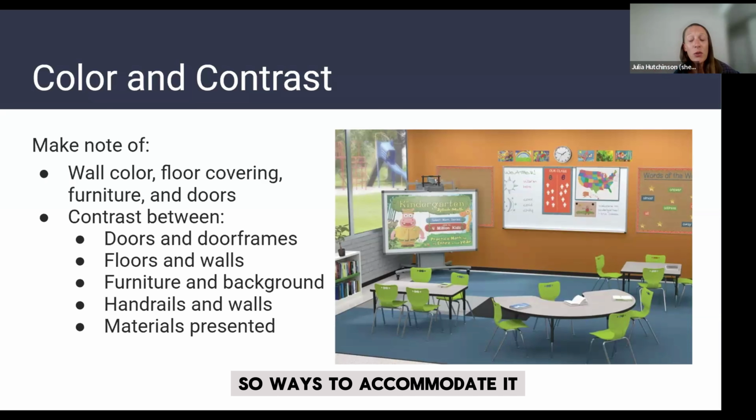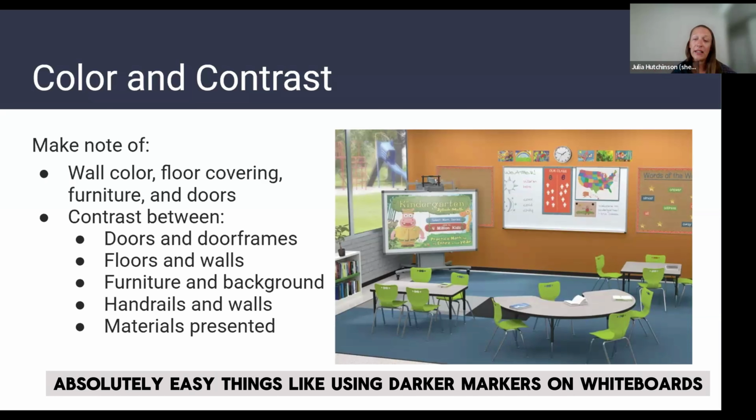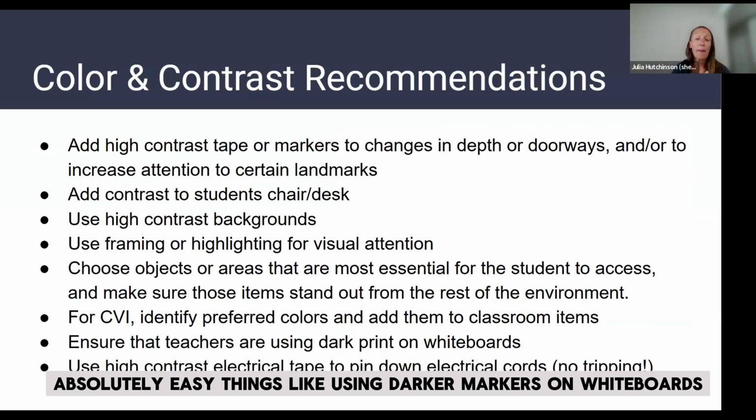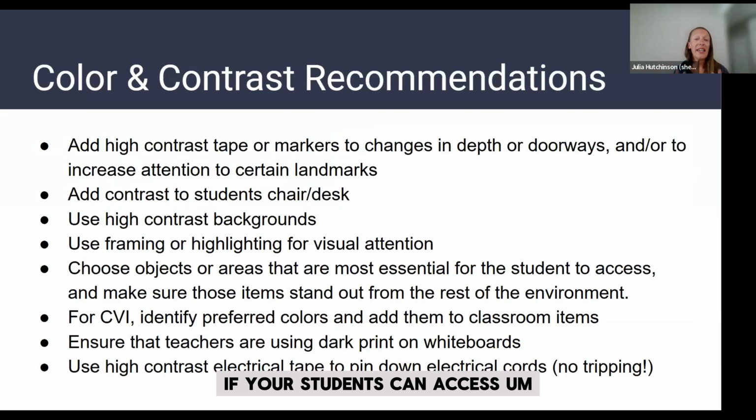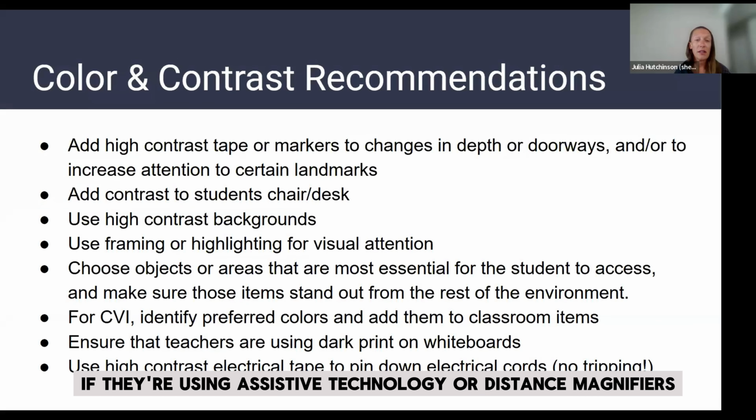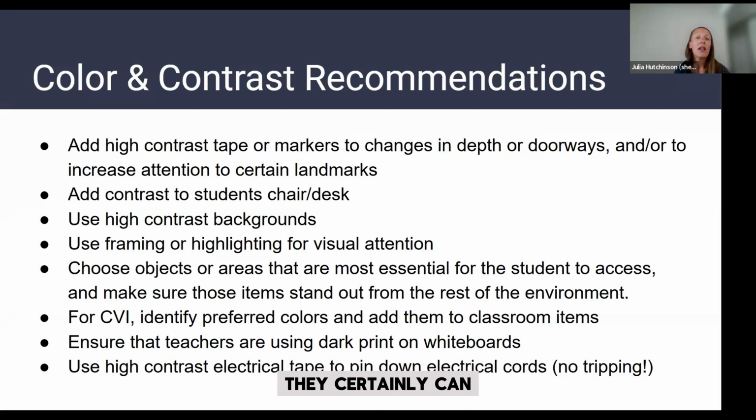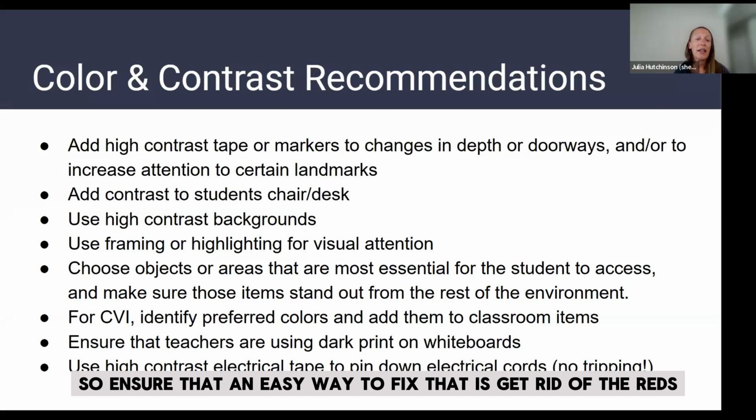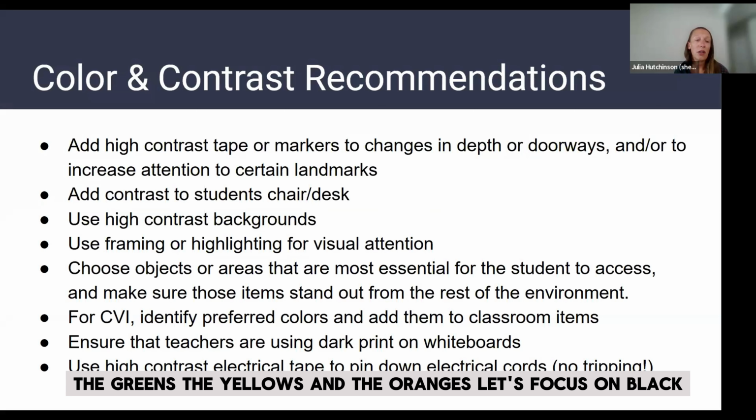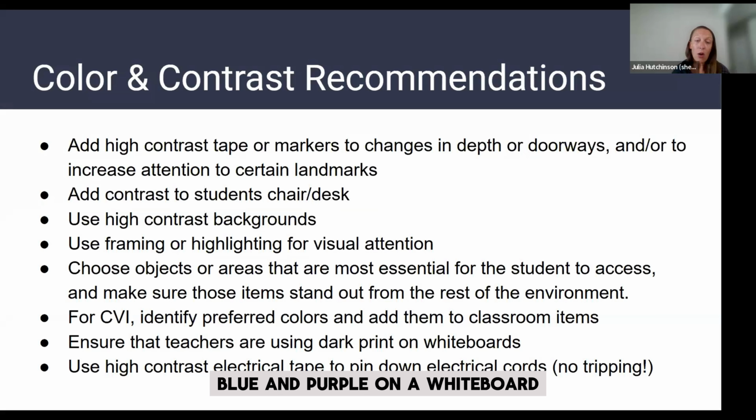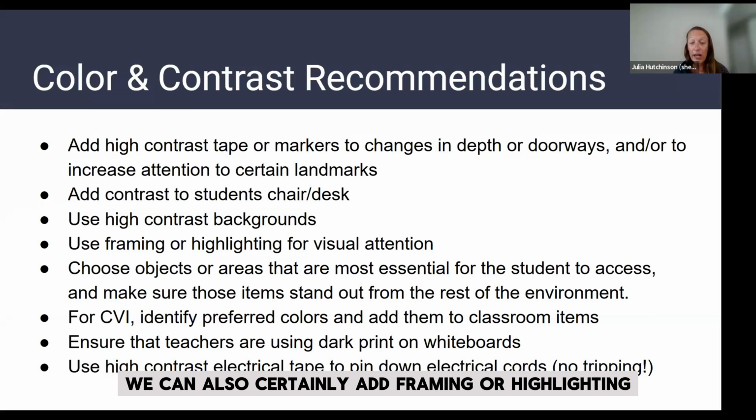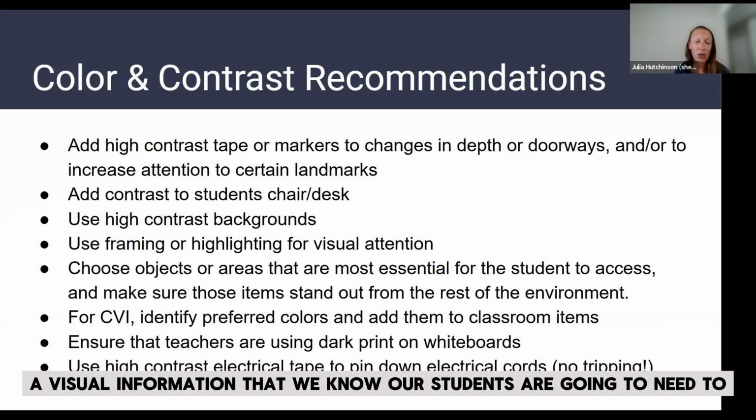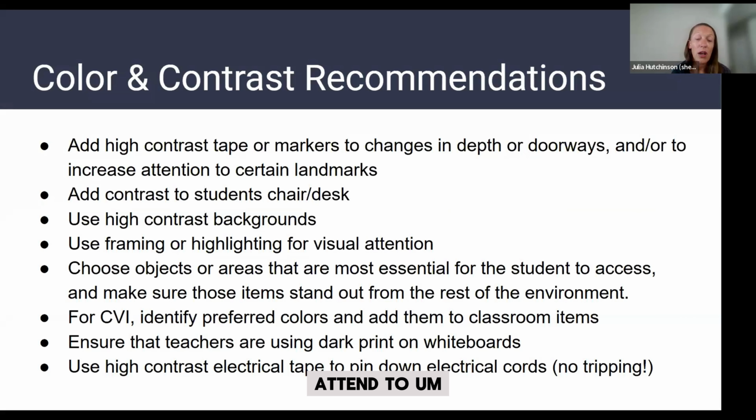So ways to accommodate it, absolutely. Easy things like using darker markers on whiteboards. If your students can access a whiteboard, if they're using assistive technology or distance magnifiers, they certainly can. An easy way to fix that is to get rid of the reds, the greens, the yellows, and the oranges. Let's focus on black, blue, and purple on a whiteboard. We can also certainly add framing or highlighting of visual information that we know our students are going to need to attend to.